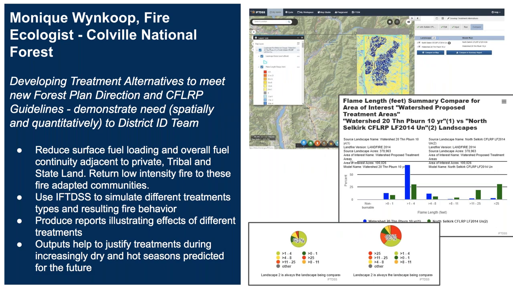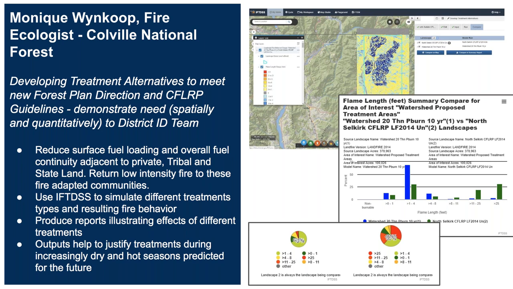Monique from the Colville National Forest detailed with us last fall and into the winter, and she was doing a little project on the forest, working with the new forest plan they had just had approved, trying to demonstrate the need for fuels treatments on different parts of the forest. In this case, it was one of the districts that had some private land and tribal land nearby, and the whole idea was to reduce fuel loading and overall continuity of fuels next to these private lands and adjacent communities. So she walked through a scenario using IFTDSS and that treatment alternative workflow that Caroline just showed you. And it came up with a really nice example that she's been sharing with her district ID team.